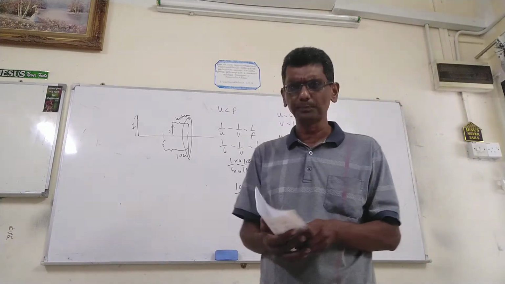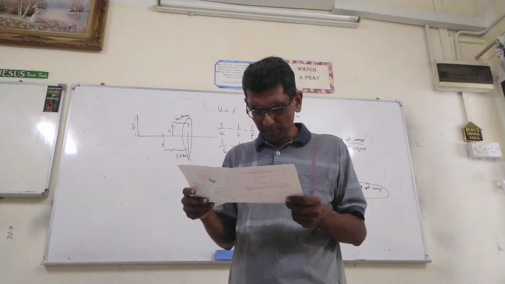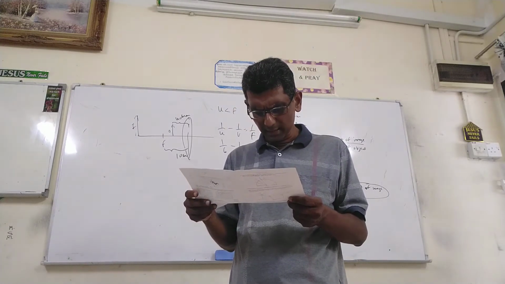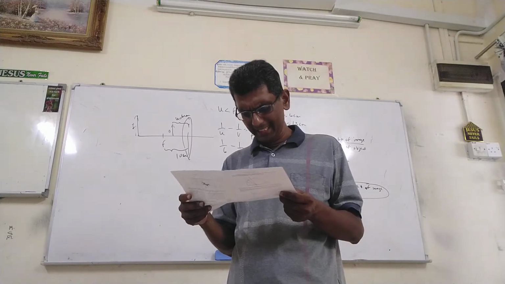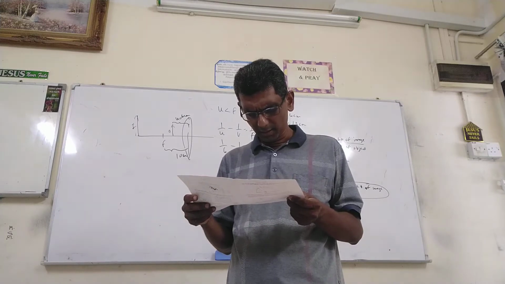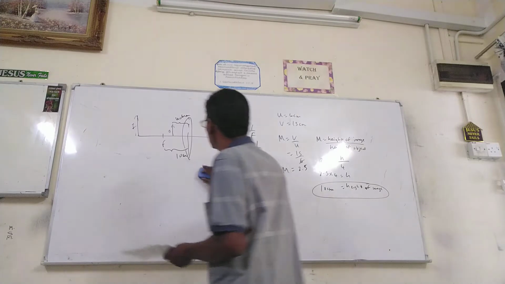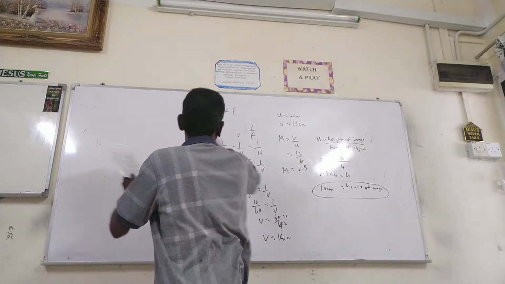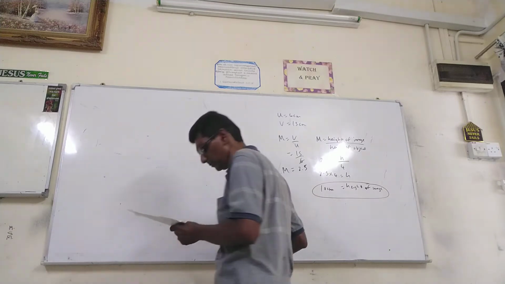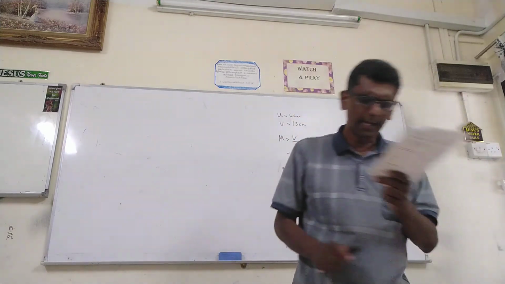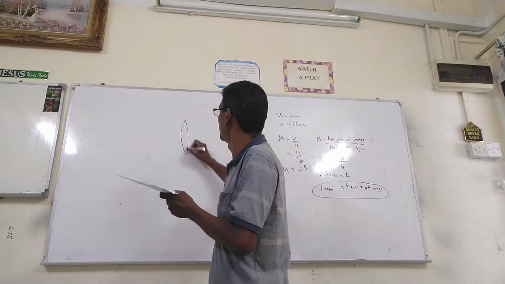Question number 12. An object is placed 12 cm in front of the convex lens. An image is formed at infinity. If the object is placed 8 cm in front of the lens, the image must be what? Okay, this one.